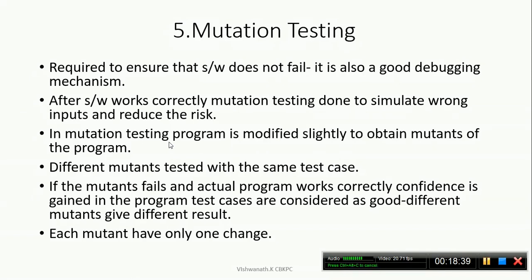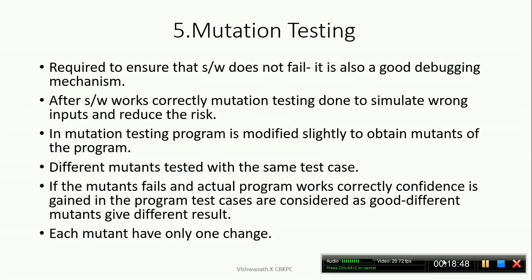Now if the mutant fails and the actual program works correctly, meaning the modified version fails and the actual program works correctly, confidence is gained in the program. The test case is considered good when the mutant fails and the actual program works properly. Different mutants give different results, because different alterations or modified formats give different results. Each mutant has only one change.